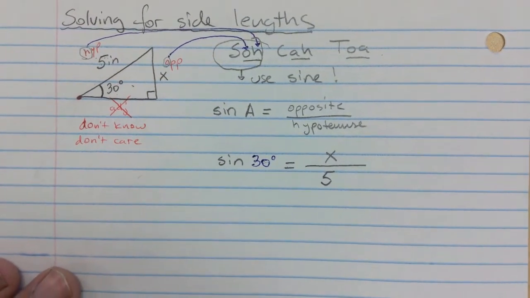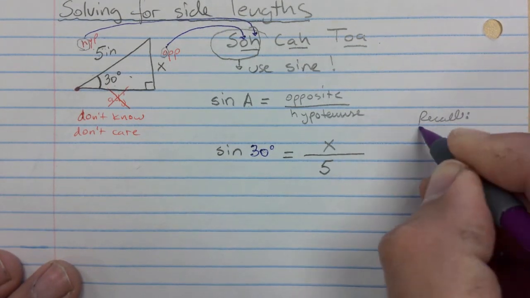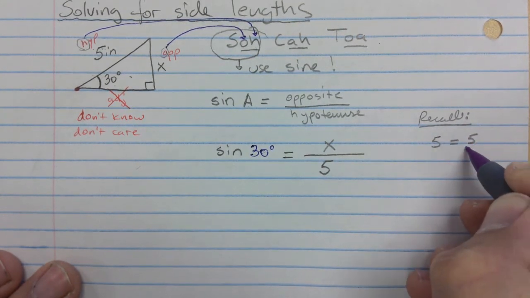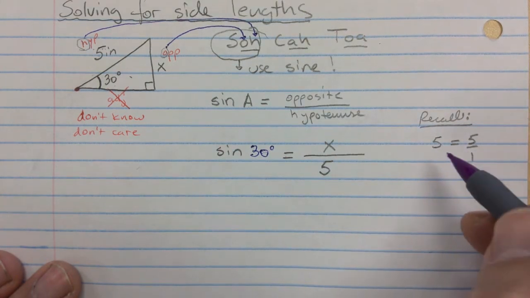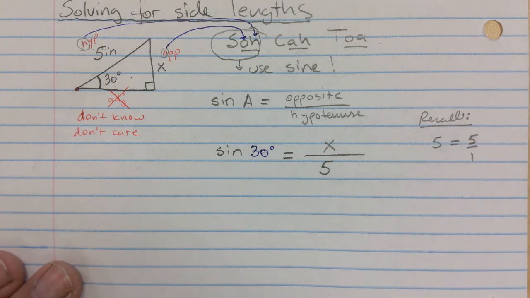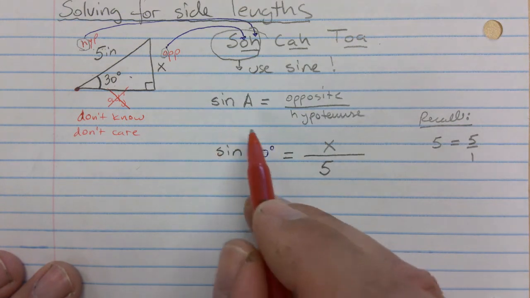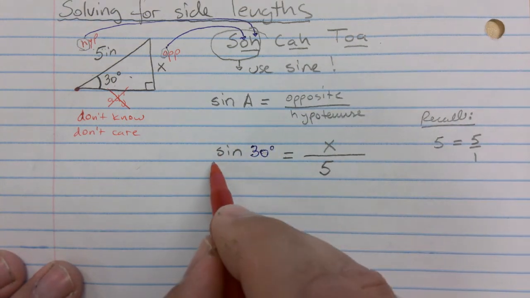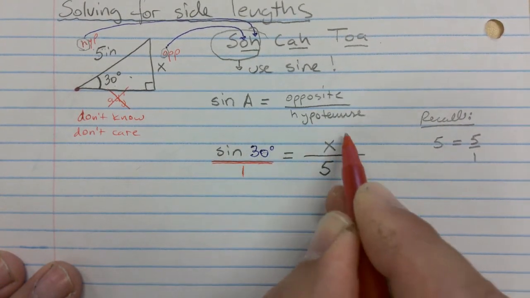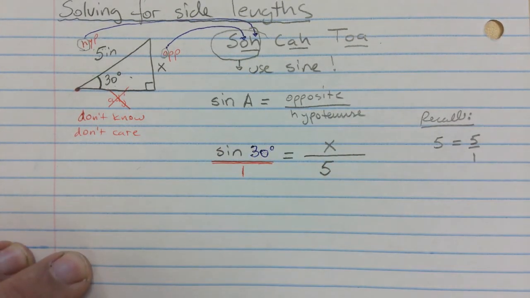And now there's a little trick. Remember, this might take you back, right? Remember that 5 is the same thing as saying 5 over 1. They're the same thing, okay? So instead of 5, 5 over 1. So this is what we're going to do here. Sine of 30 is actually just a number. You will see that in a bit. So I'm just going to say this. Hey, I'm going to put a 1 underneath it. Now it should look like a proportion to you. Okay? So you cross multiply and divide.